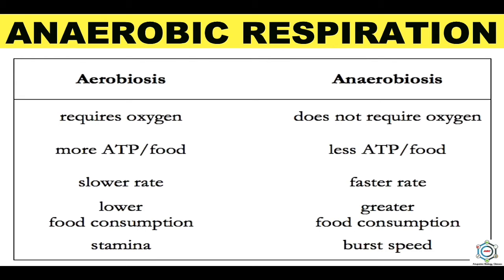So you can see here the main difference between aerobiosis and anaerobiosis. In case of aerobiosis, it requires oxygen, more ATP per food, slower rate, lower food consumption and stamina. While in case of anaerobiosis, it does not require oxygen, less ATP per food, faster rate, greater food consumption and burst speed. So these are the main differences between aerobiosis and anaerobiosis.